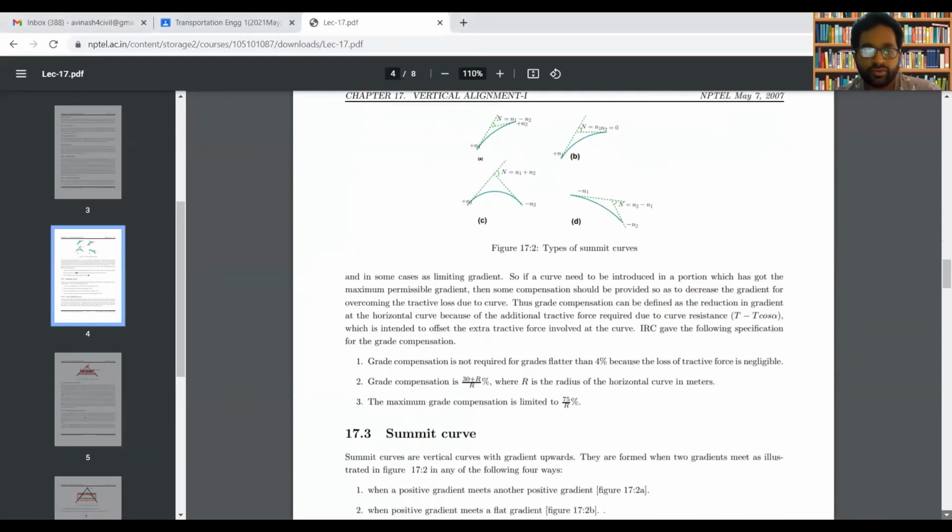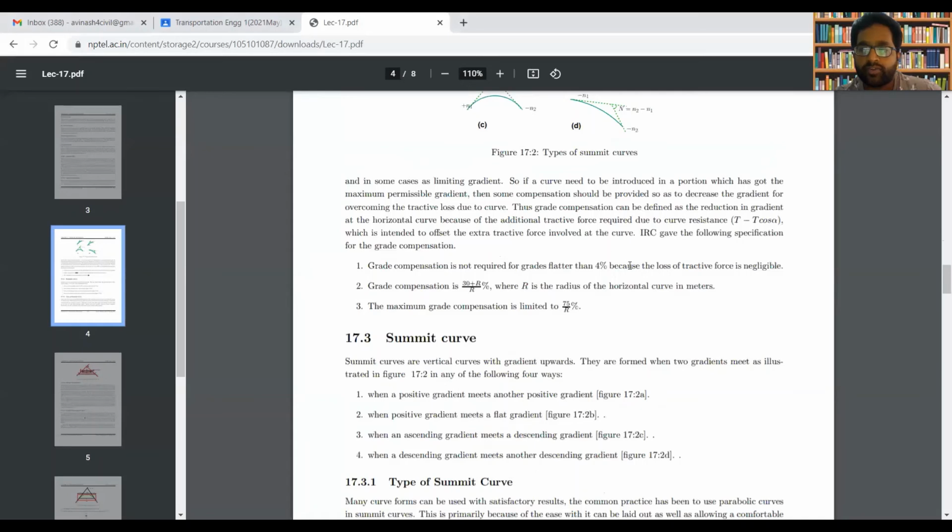These are the specifications as per IRC for grade compensation. If the gradient is less than 4%, it is not a high gradient, so there is no very large loss in tractive force and no large requirement of tractive force. The gradient at a value of 4% does not need a very high tractive force. So in such a case, grade compensation is not required.